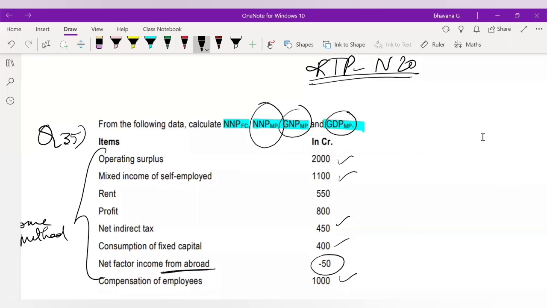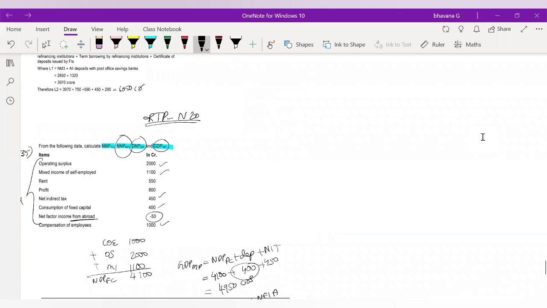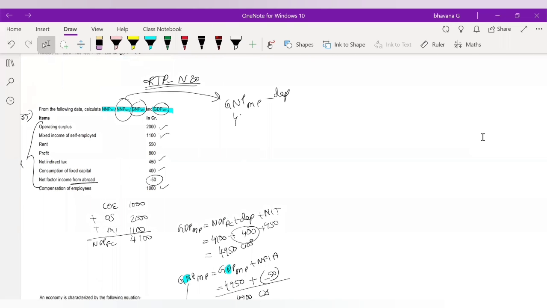After finding out this, the third thing that you have to find out is NNP. So NNP, how will you find out? NNP will be equal to GNP minus depreciation. What was your GNP? It was 4,900 crore. Minus depreciation, what was the depreciation? 400. If you do this, you will get 4,000 crore. I mean, sorry, not 4,000 crore, 4,500 crores. So NNP is 4,500 crores.